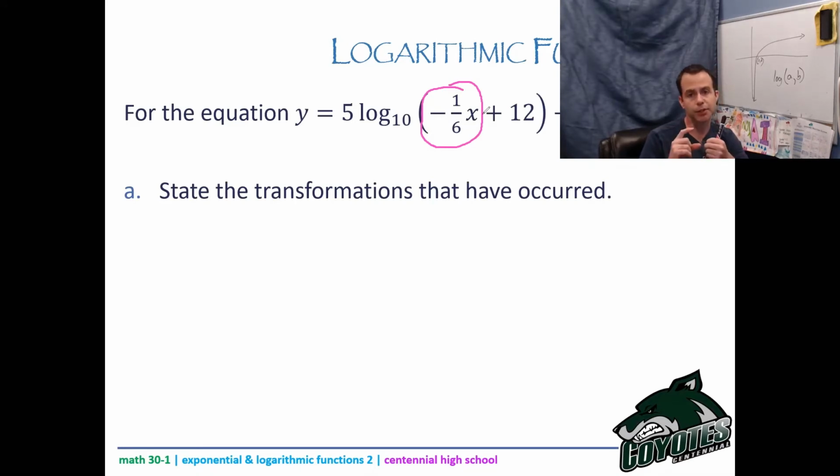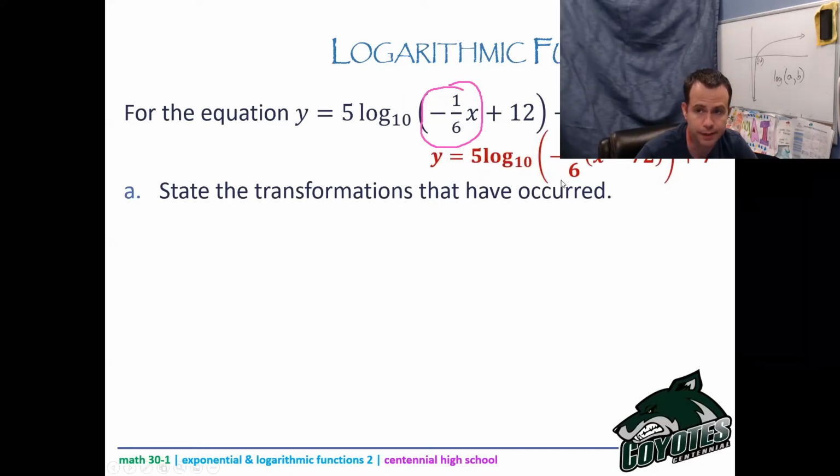Dividing by a fraction is the same as multiplying by its reciprocal. So when I divide that out, it's the same as saying 12 times -6. So that actually is going to change to a -72. So the -1/6 comes out, and I have x minus 72 in the brackets.